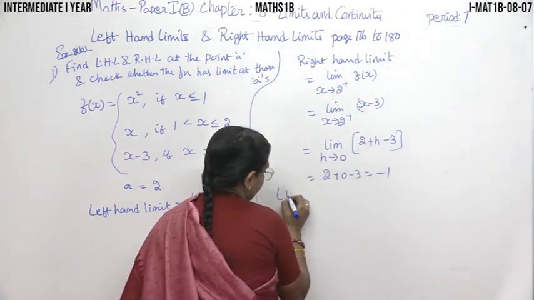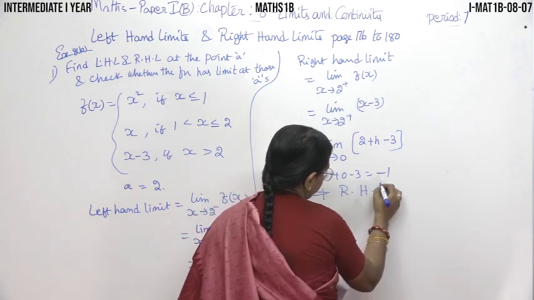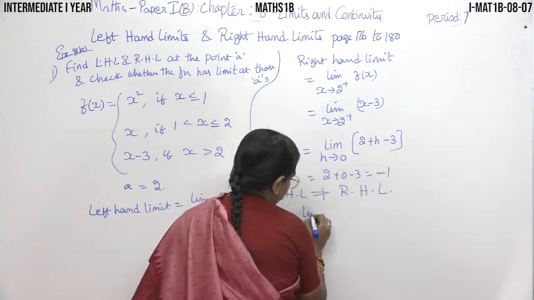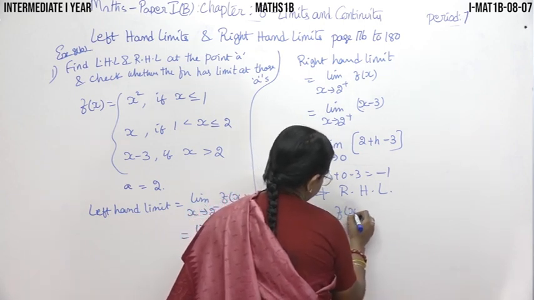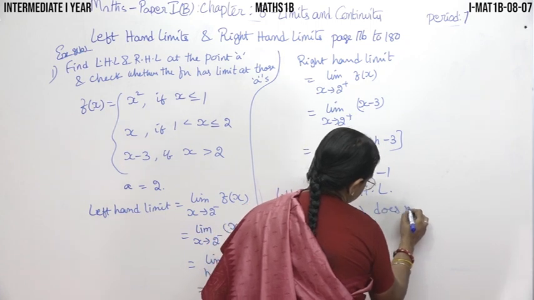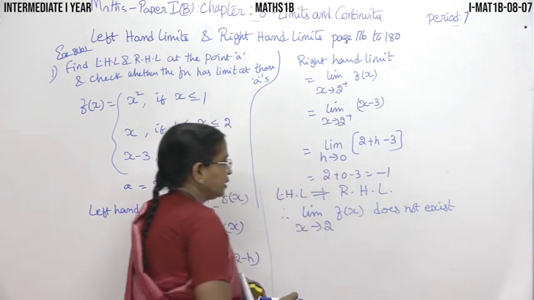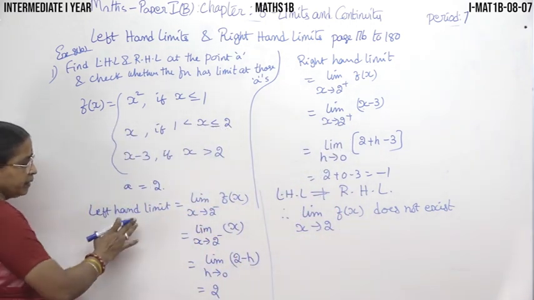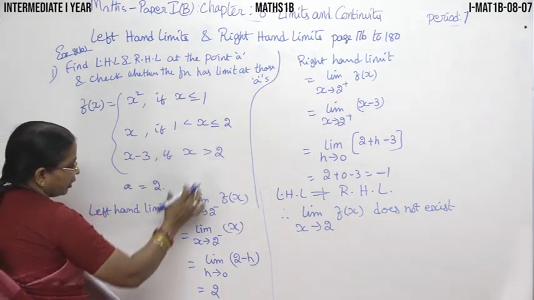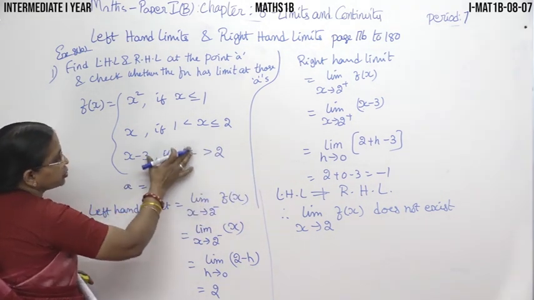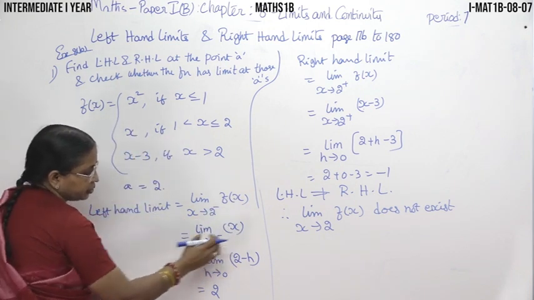So the left hand limit is not equal to the right hand limit. Therefore, limit x tending to 2 of f of x does not exist. You should say it does not exist, not infinity. You cannot find its value. So the left limit is found like this, the right limit is found like this. According to the number given, you should choose what the function is, how it is defined. That function you should write.